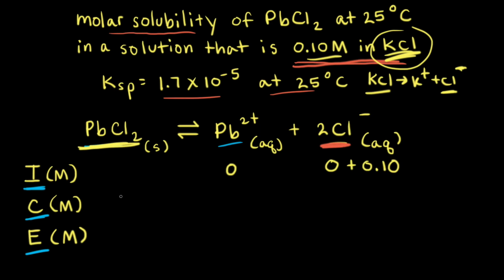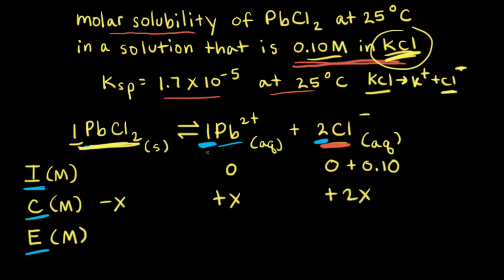So some of the PbCl2 will dissolve. We don't know how much, so I like to write minus X in here. And if some of that dissolves, the mole ratio of PbCl2 to Pb2 plus is a 1-to-1 mole ratio. So if we're losing X for PbCl2, we're gaining X for Pb2 plus. And looking at our mole ratios, if we're gaining X for Pb2 plus and it's a 1-to-2 mole ratio, we would write in here plus 2X for the chloride anion.